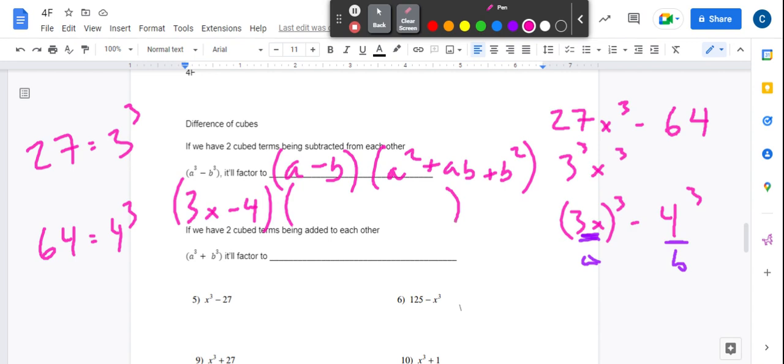3x squared, which is really going to be 9x squared because 3 times 3 is 9. Okay. Plus ab. So 3x times 4 is 12x, so plus 12x. And then 4 squared is 16. So we'll have 3x minus 4 times 9x squared plus 12x plus 16, just by rewriting this thing as an actual cube.